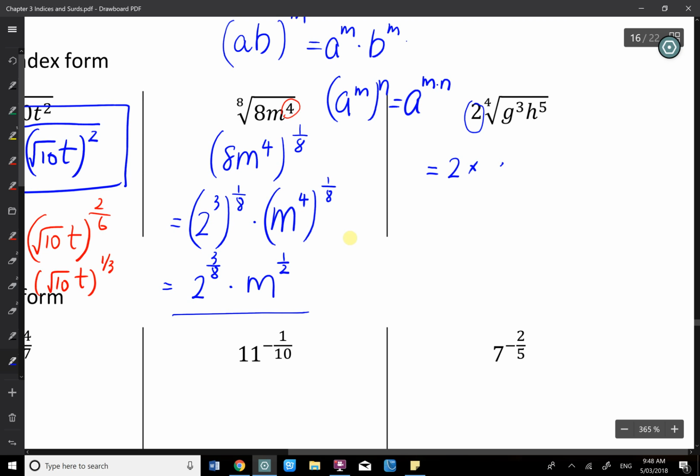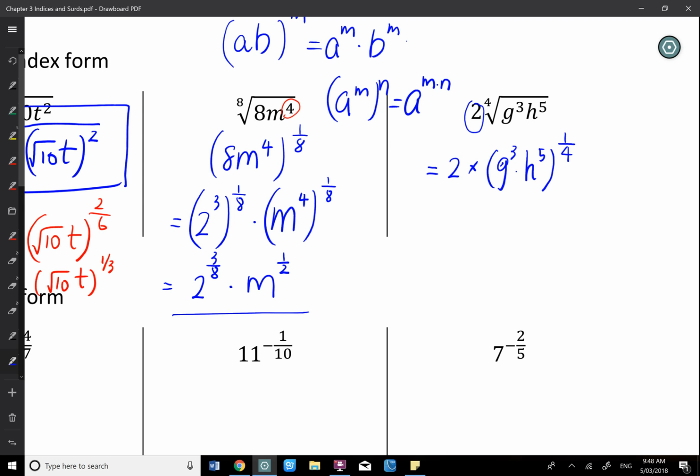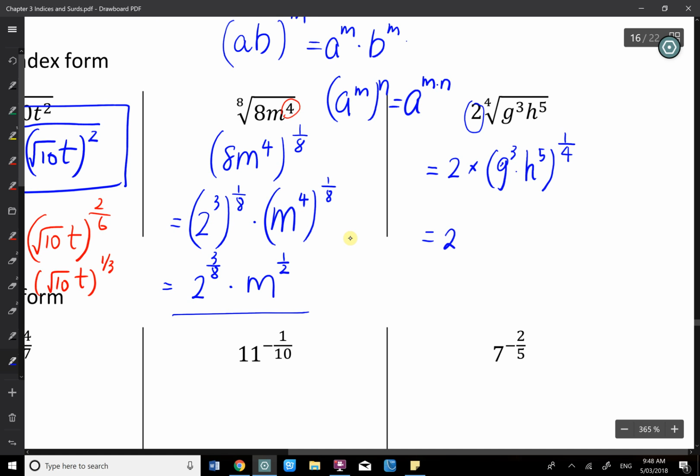So g to the power of 3, h to the power of 5, and then to the power of a quarter. Again, I can expand that as well. That's 2g to the power of 3 over 4 times h to the power of 5 over 4.